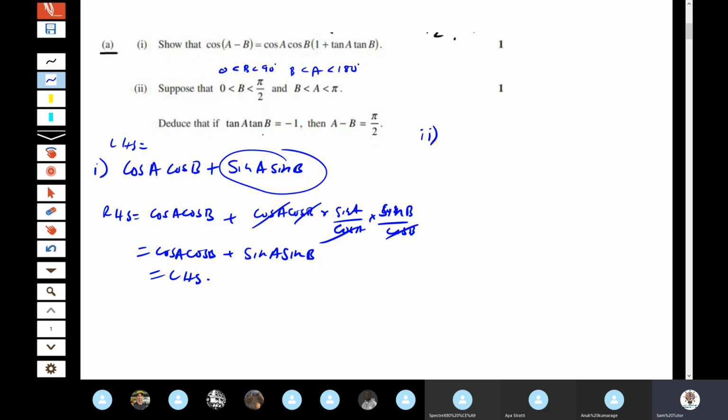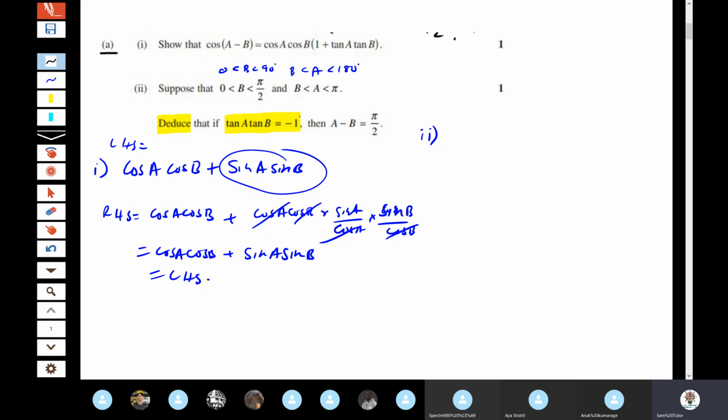Deduce that if tan A times tan B equals -1, then A minus B equals pi on 2. If tan A tan B equals -1, then A, okay, well, what do you guys straight away think I'm going to say? This guy equals -1, what am I going to do? Don't just look at double I. What was the point of just doing all this math? Just look, what am I going to say to do? Sub it in.